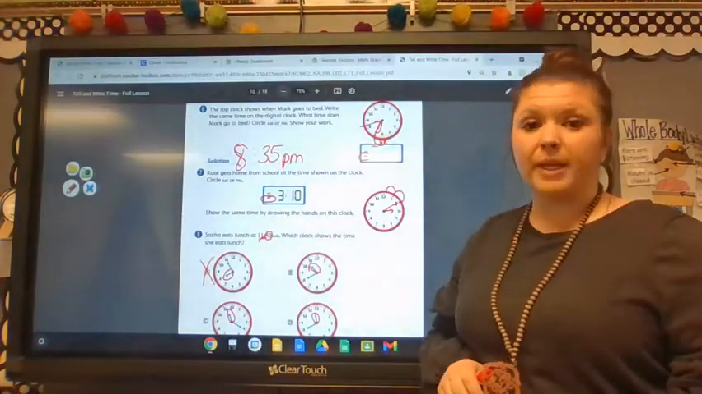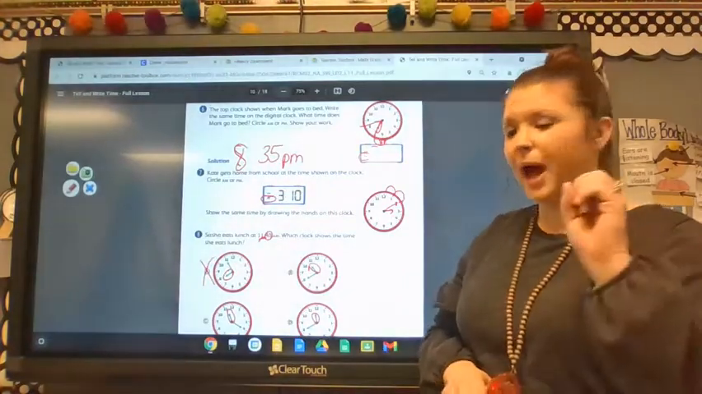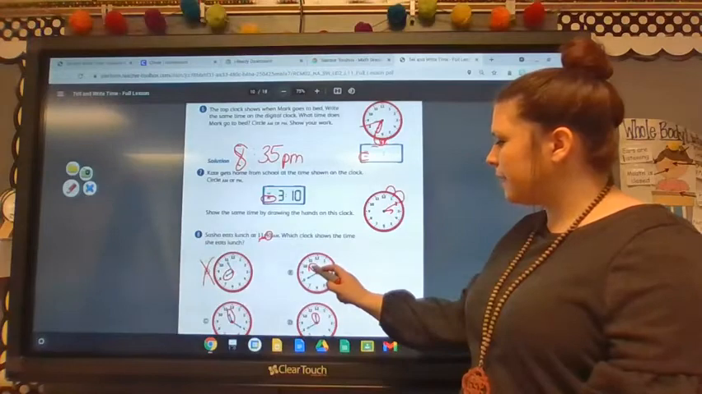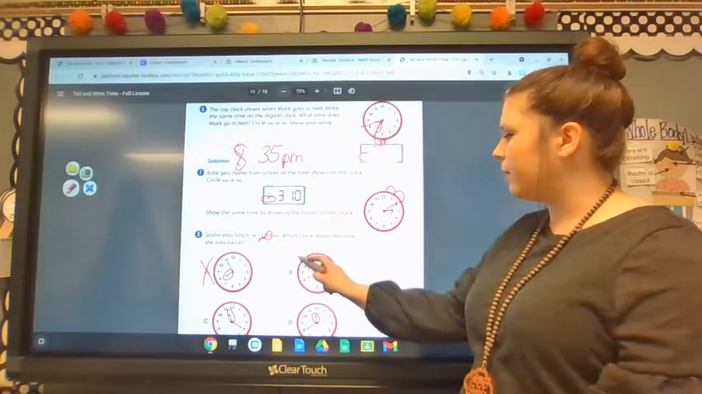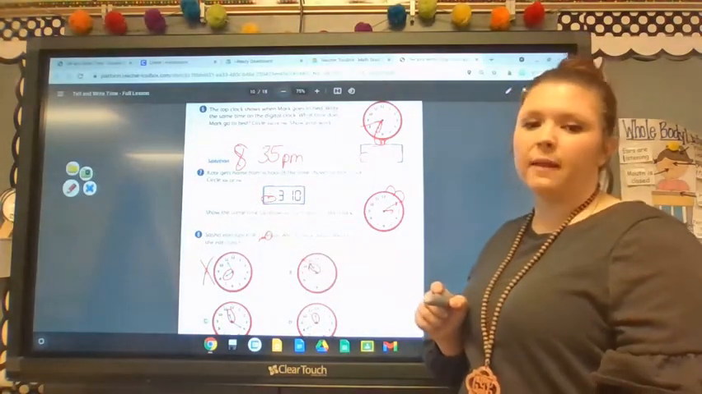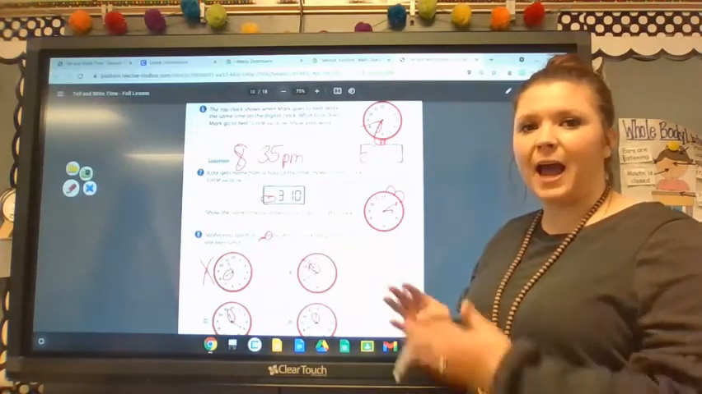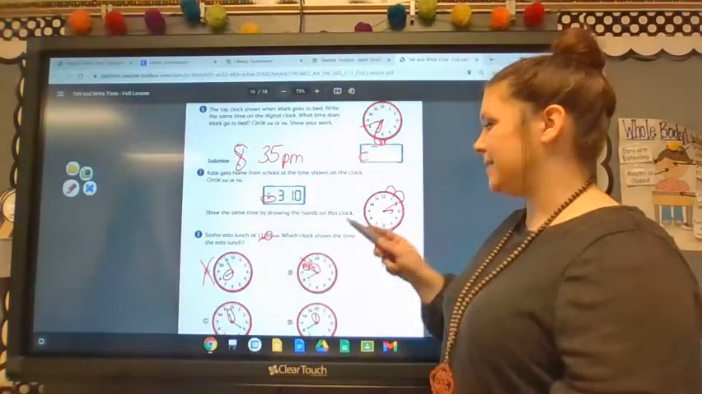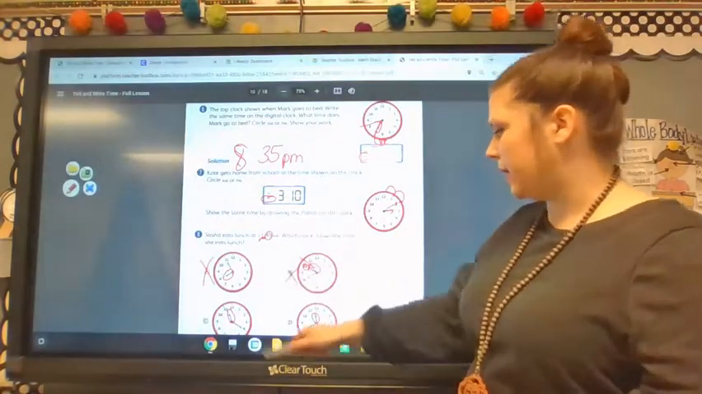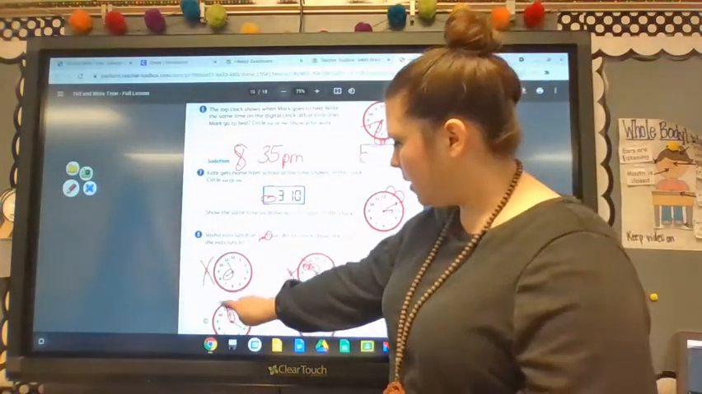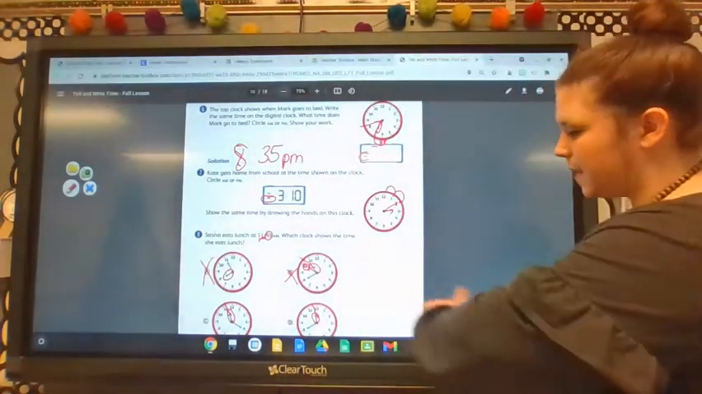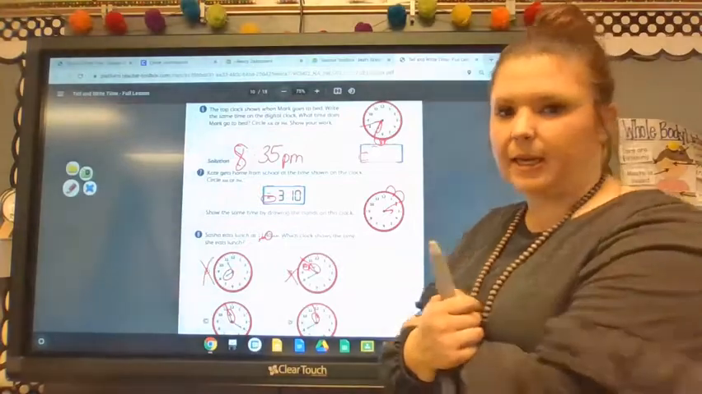Remember, we count our minutes by what? By 5s. So let's start here. Oops, let's look at the hour hand for a minute. Remember, when we're telling our hour, we have to look at the hour that it just passed. So in B, the hour just passed 10. So that one is not going to be it. Let me check my hour hands on this one. Just past 11. Just past 11. Okay, so we're looking at C and D here.